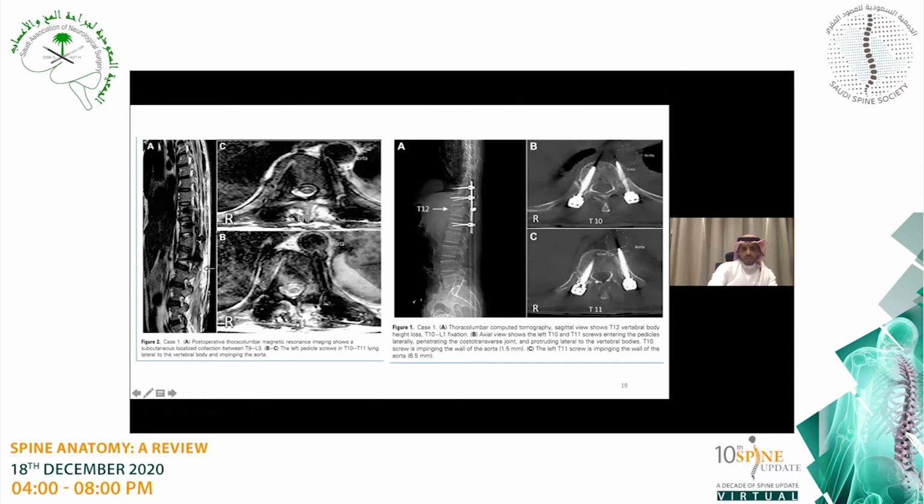We can see here that the screw is touching the aorta. Here, it's almost invading the aorta, and the MRI clearly shows this violation, and it's mostly in scoliosis cases where the aorta goes more lateral and more posterior.